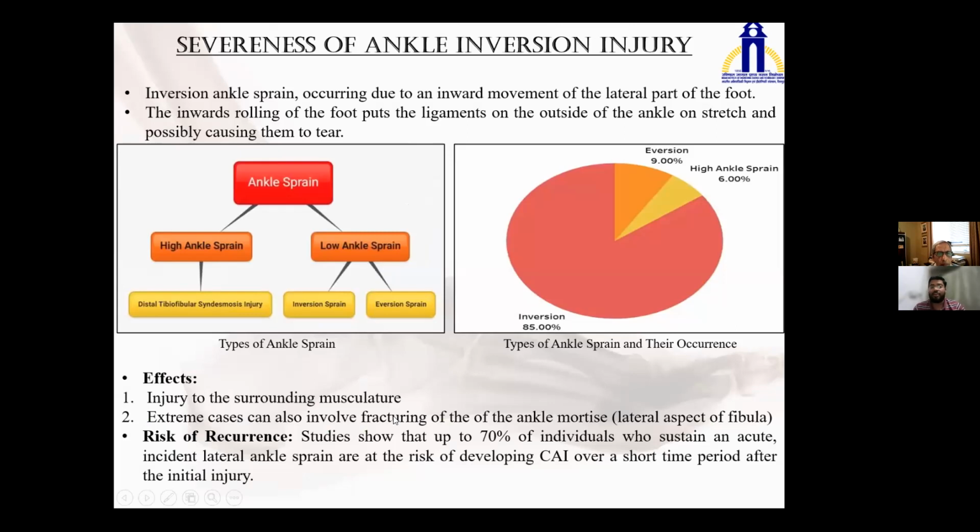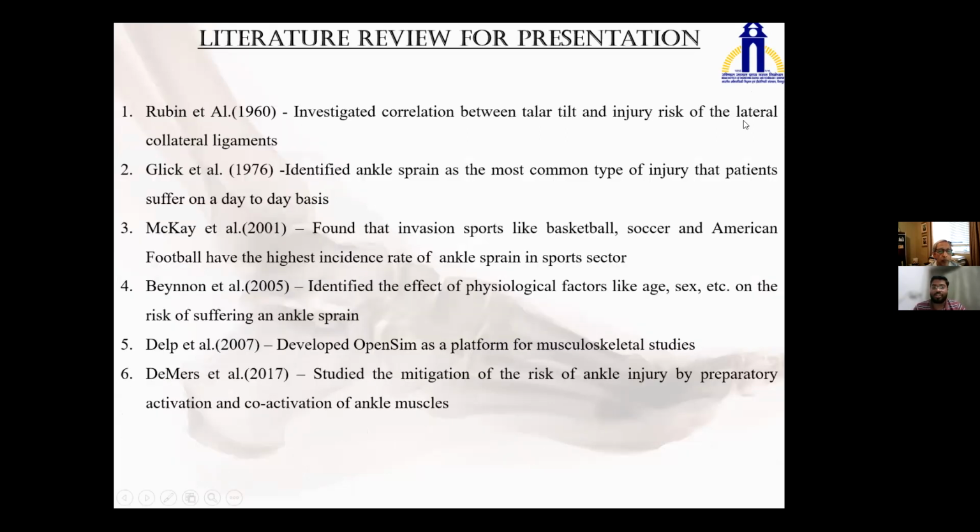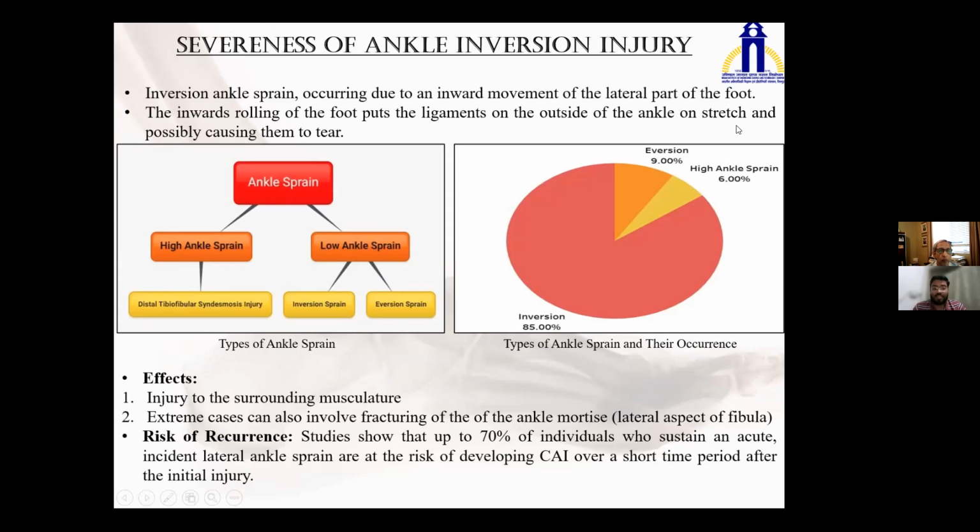Inversion ankle sprain occurs due to an inward movement of the lateral part of the foot. The inward rolling of the foot puts the ligaments on the outside of the ankle on stretch, possibly causing them to tear. Effects: injury to the surrounding musculature. Extreme cases can also involve fracturing of the ankle mortise.